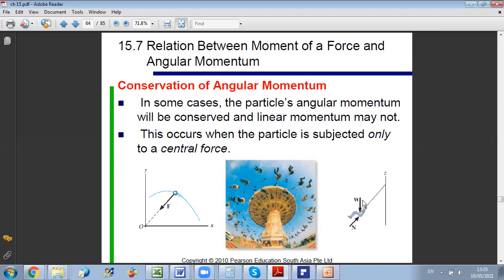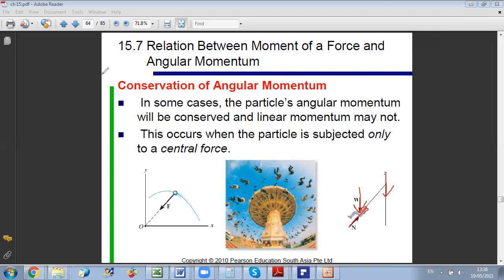Here is another example, in this playground, okay? In this case the forces acting on the occupant are the normal and the weight. But as you can see, the weight is parallel to the axis of rotation, so it has no moment, and the normal passes directly through the axis of rotation, so no moment. So we can deduce that in this case also we can apply conservation of angular momentum about Z. Okay?